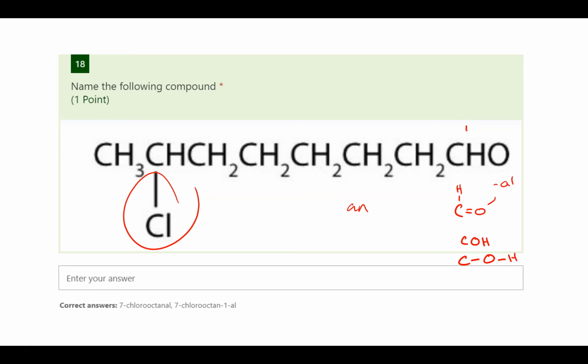Now, there's 2 potential answers here. One is 7, because it's the 7th along. And there are 8, so it's an octanal, 7-chlorooctanal, or 7-chlorooctan-1-al. But remember, any -anal has it right on the end.